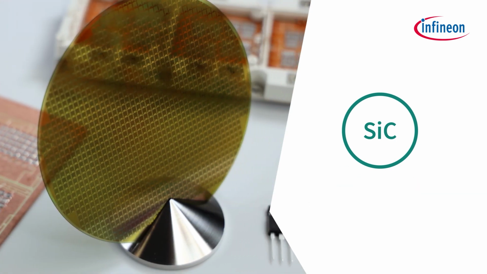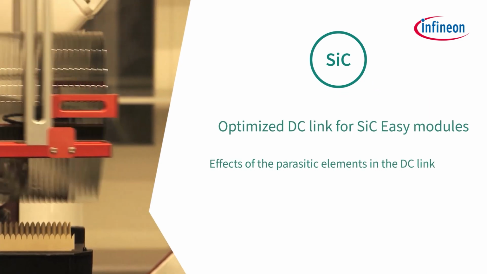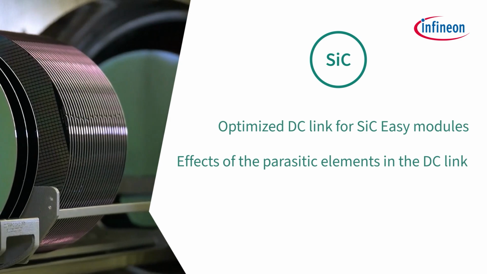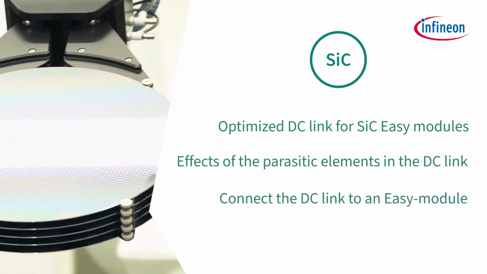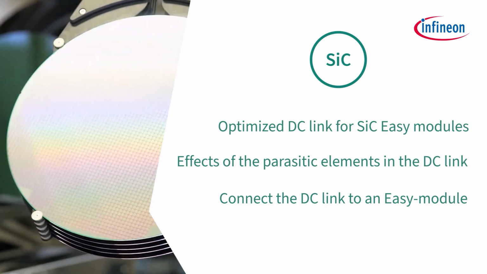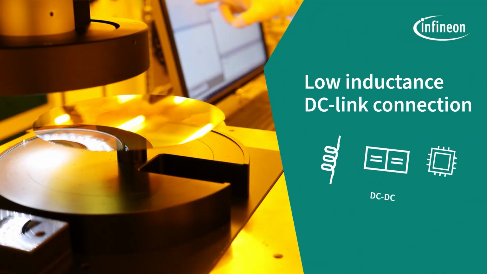By the end of this video, you will understand the need for an optimized DC link for SiC EasyPACK modules, understand the main effects of the parasitic elements in the DC link, and see the major aspects of connecting the DC link to an Easy module. Ready? Let's dive in. To start, let's see a case of low inductance DC link connection.